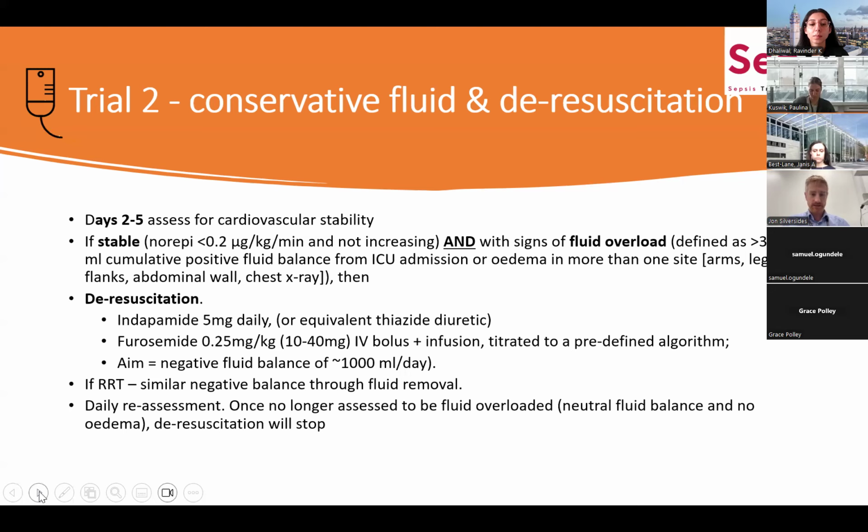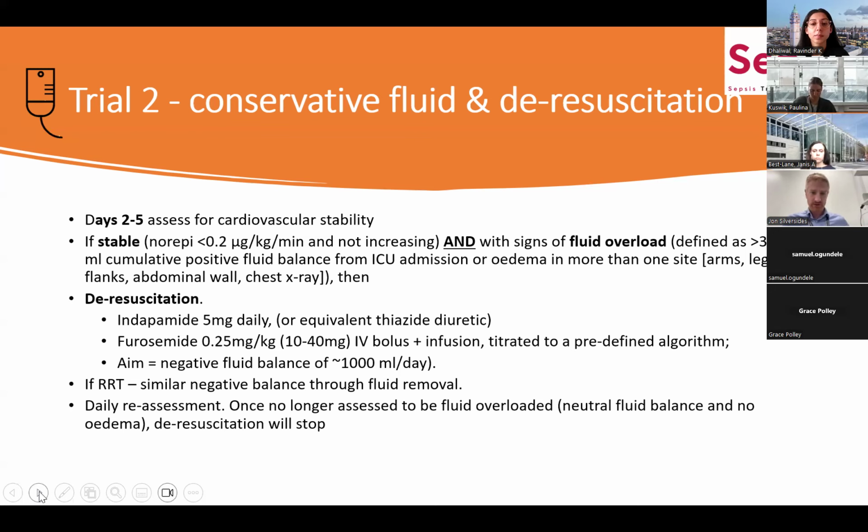And the combination, excuse me, is indapamide and furosemide. We've chosen indapamide because there's a little bit of evidence that it helps with natriuresis and prevents hypernatremia. You can use a different thiazide if you want, doesn't matter. The important thing is that you give one along with the furosemide. There are no IV preparations, so you have to have access to the gut for that.